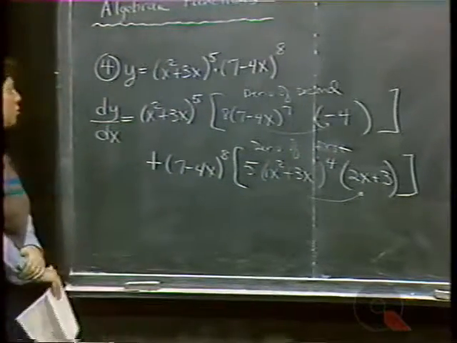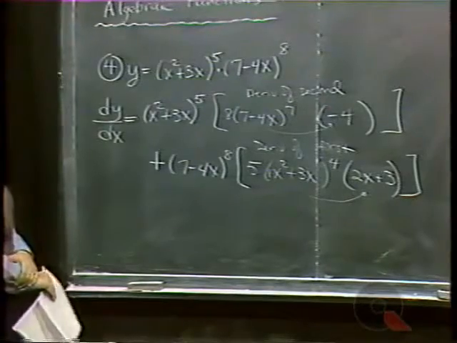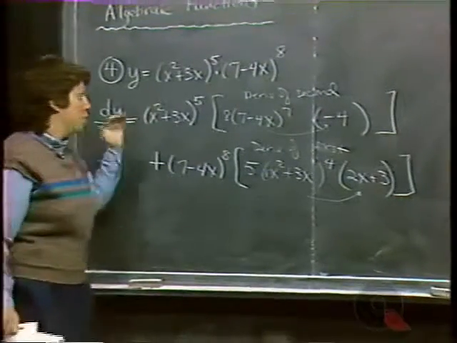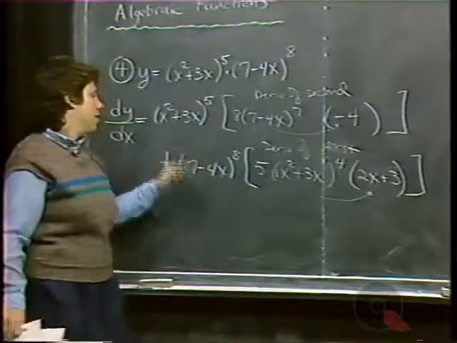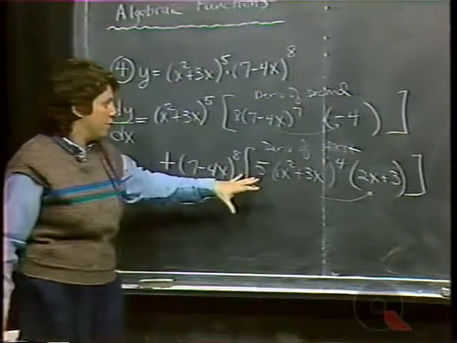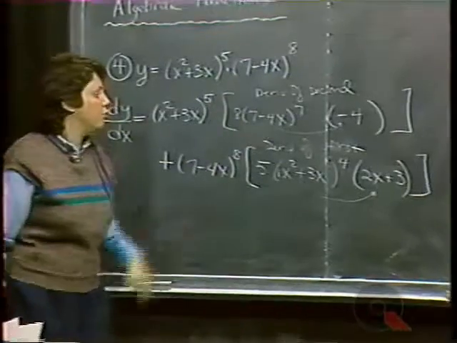And we have been able to write out the derivative of this complicated product simply by following it one step at a time. First to say it's the first times the derivative of the second, then plus the second times the derivative of the first, and then to fill in the power rule where it was needed.